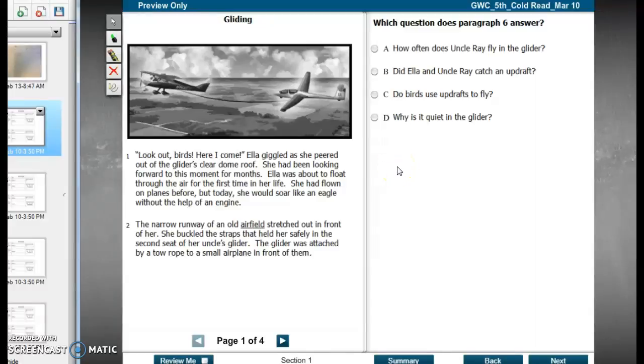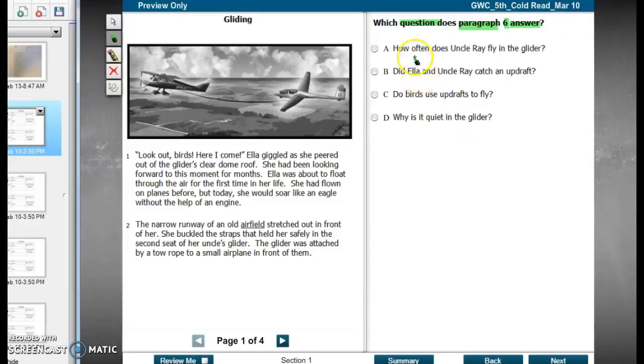Okay, so question number 2 says, which question does paragraph 6 answer? So you're going to highlight your keywords. I love these because they're very simple once you really think about them. Highlight question, paragraph 6, answer. And basically the strategy is we are going to go to paragraph 6 and we're going to highlight the answer to the question that we choose.